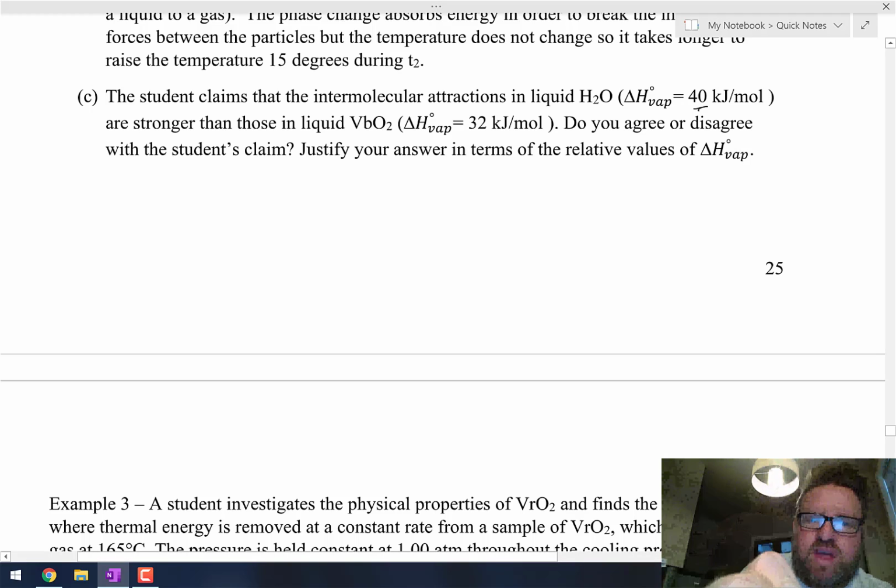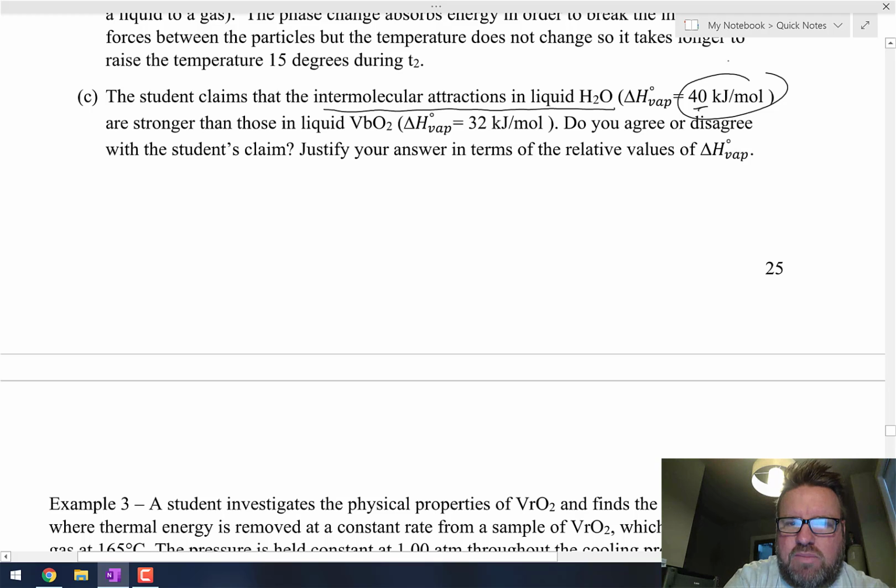So they're saying that the intermolecular attractions in water is stronger than in VBO2, which means this is how much heat it takes to convert all of that liquid water into a gas. And this is how much energy it takes to convert all of the liquid VBO2 into a gas. And since water has a greater enthalpy of vaporization, that means it takes more energy, and so therefore the attractions between water are stronger. Okay, and that's what it says is stronger.